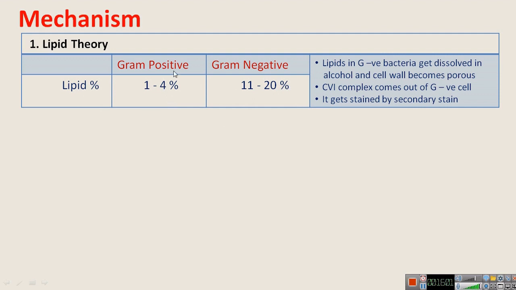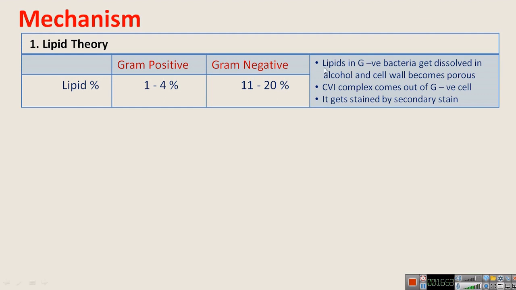In gram positive bacterial cell, the percentage of lipids is very less. That means it is between 1 to 4%. On the other hand, the percentage of lipids in gram negative bacterial cell wall is 11 to 20%. And because of this difference, the decolorization of only gram-negative cells is taking place due to the alcohol treatment, but decolorization of gram-positive cells is not taking place.